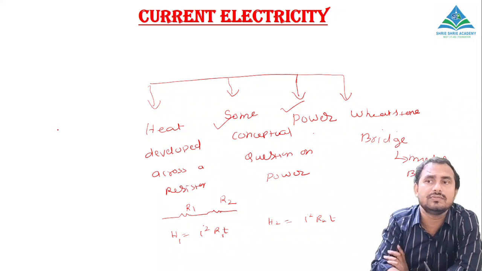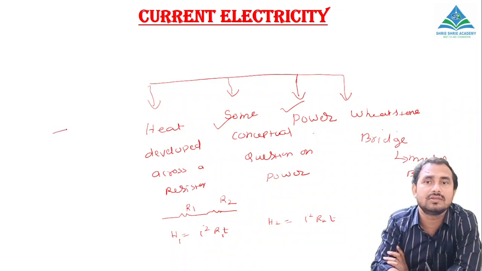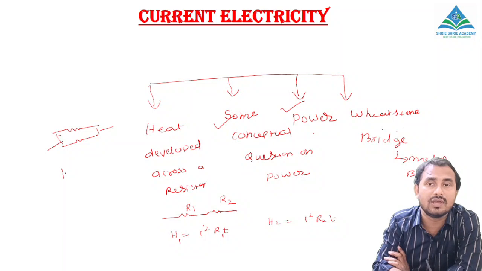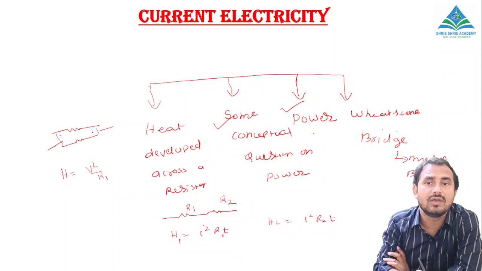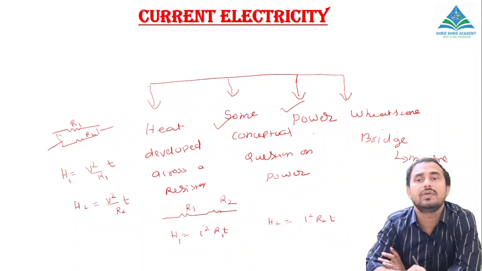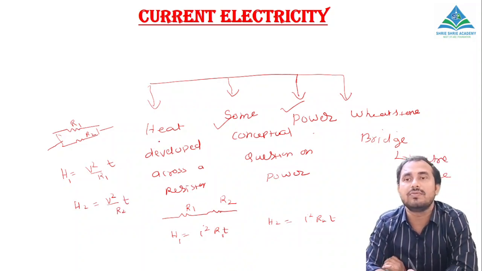Same thing if it is given as a parallel connection. If a parallel connection is given, you can use heat developed equal to V square by R. Let's say this is your R1 and this is your R2. So heat developed for the first resistor in parallel connection is V square by R1 into T. For the second one you can write V square by R2 into T. So series and parallel connection concepts are important, right?